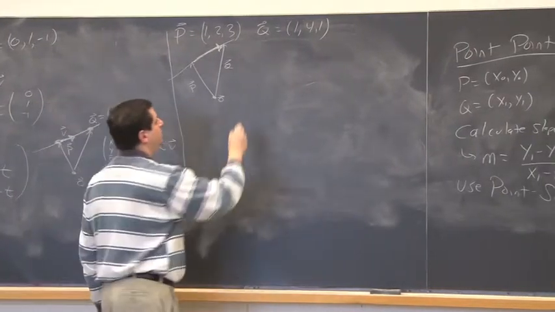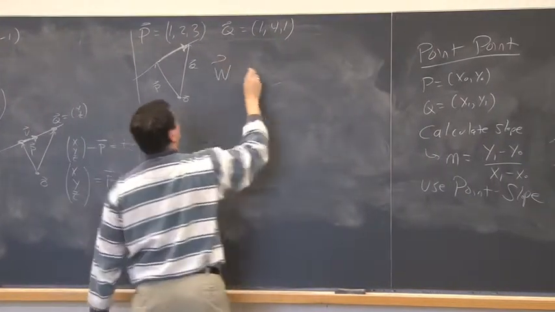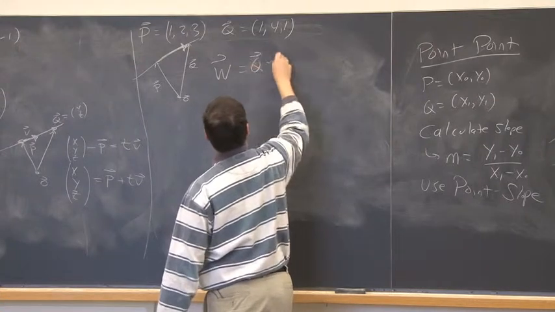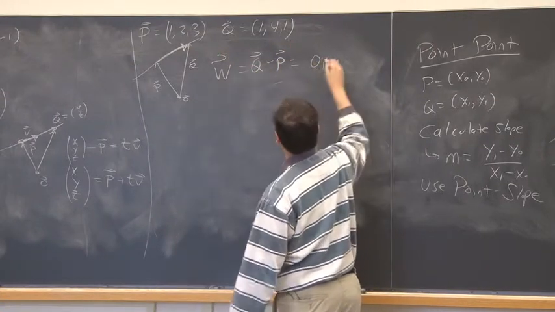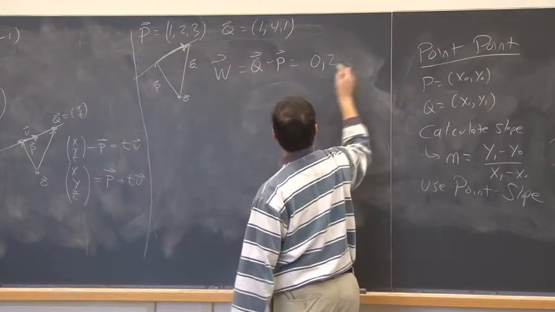I'm going to use the letter w. So w is q minus p. It's going to be 0, 4 minus 2 is 2, 1 minus 3 is negative 2.